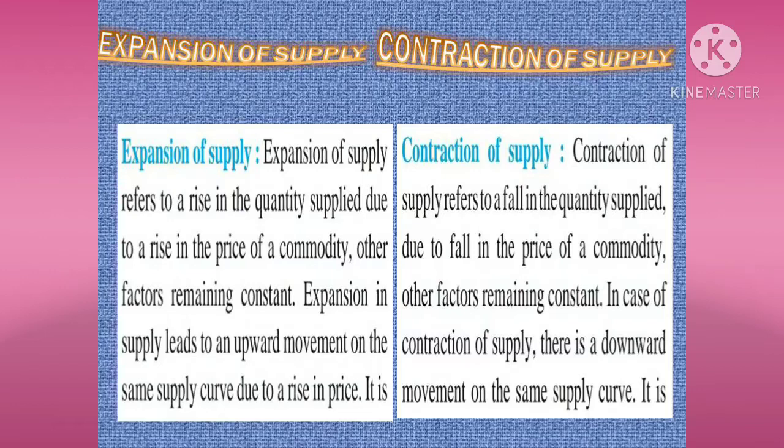Contraction of supply. Contraction of supply refers to a fall in the quantity supplied due to fall in the price of a commodity, other factors remaining constant. In case of contraction of supply, there is a downward movement on the same supply curve.